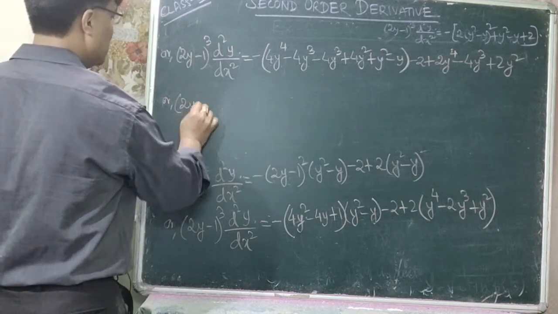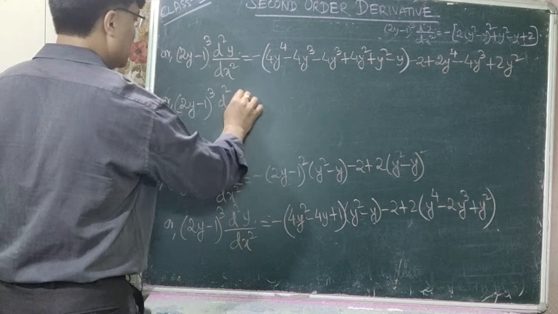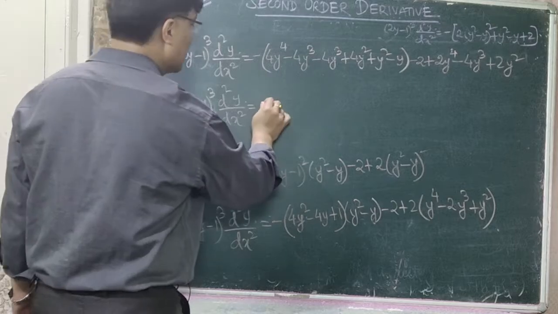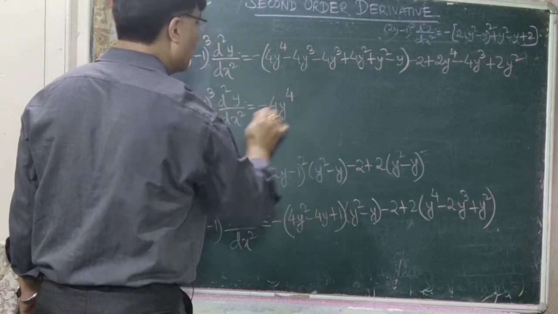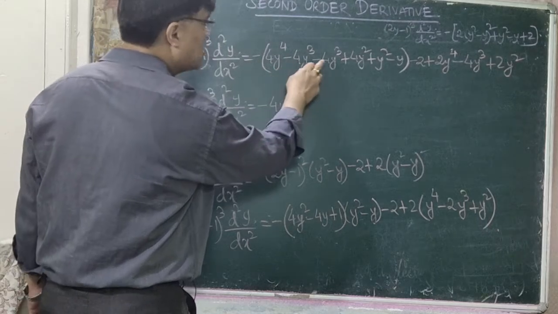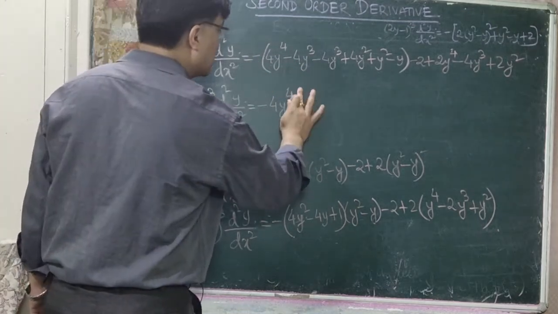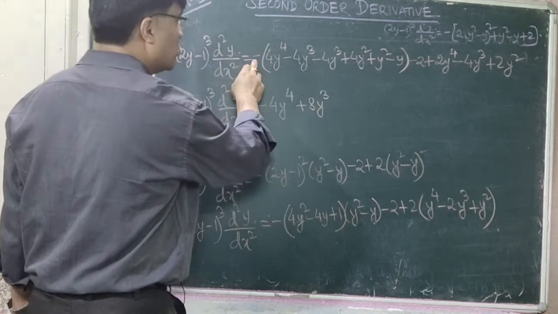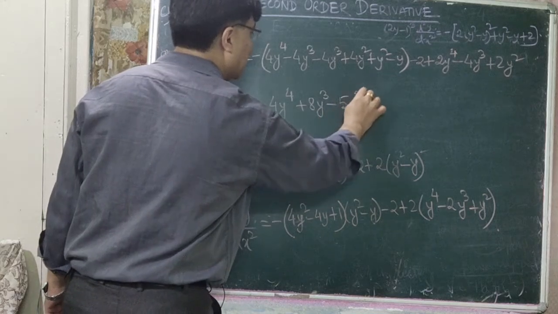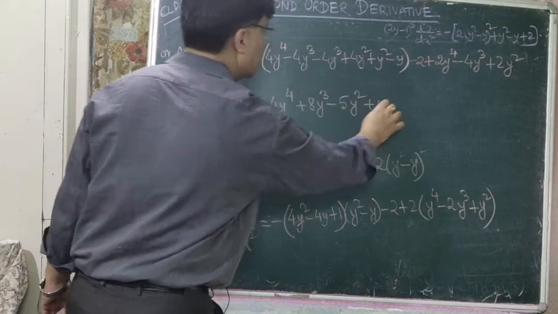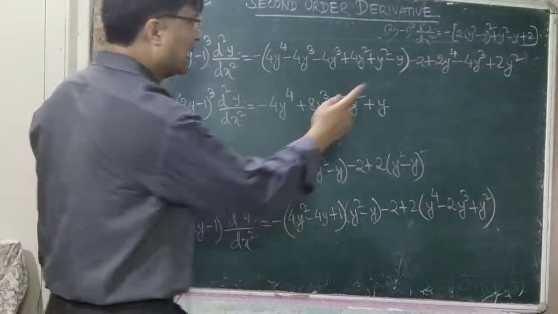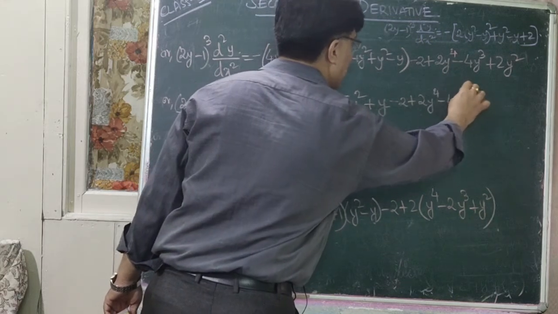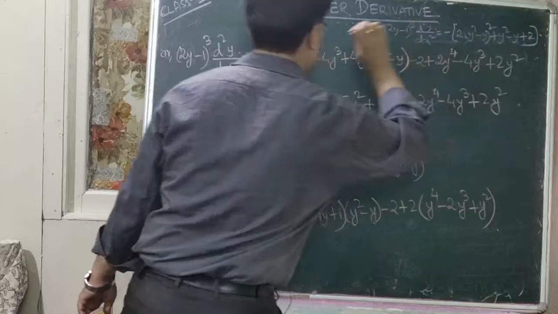So (2y minus 1) whole cube, this is your d2y by dx square is equal to, now multiply by minus sign here. So this is minus 4y to the power 4. Okay. This is minus 8y cube. So minus into minus plus, this is your 8y cube. This is your plus 5y square. So there is minus sign, minus 5y square. Minus into minus plus y. Okay. So next, minus 2 plus 2y to the power 4 minus 4y cube plus 2y square.